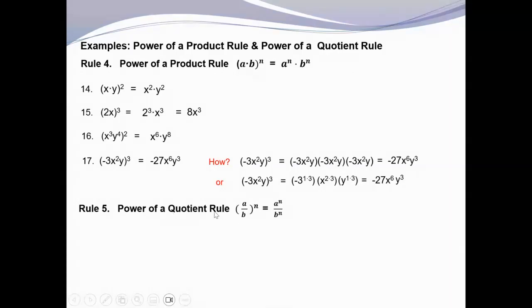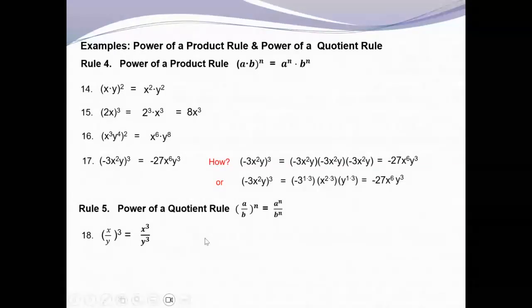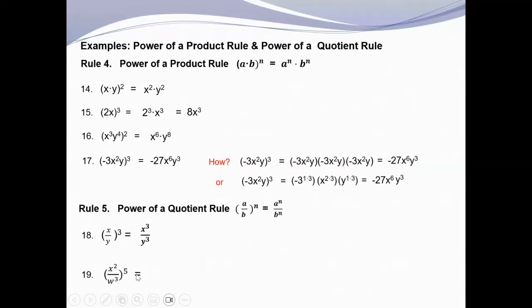Now comes number 5, the power of a quotient rule. Here, if you have a divided by b to the nth power, it'll be a to the nth divided by b to the n. Example number 18. This will give us x cubed divided by y cubed. Number 19, right? So it'll be x to the 10th power, because x to the 2 times 5, divided by w to the 3 times 5. So it's going to give us x to the 10th divided by w to the 15th.